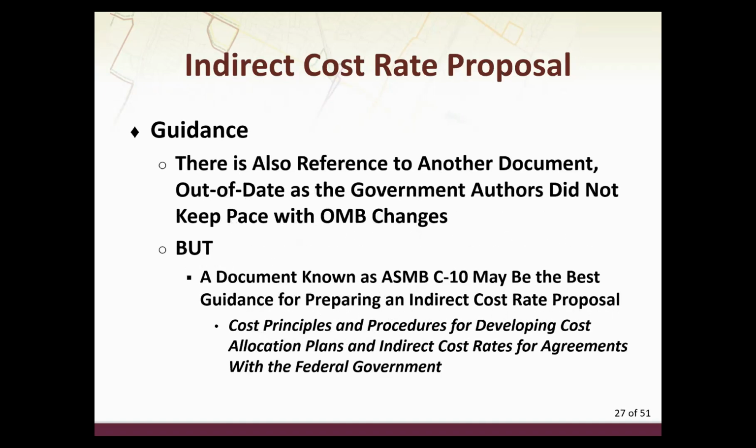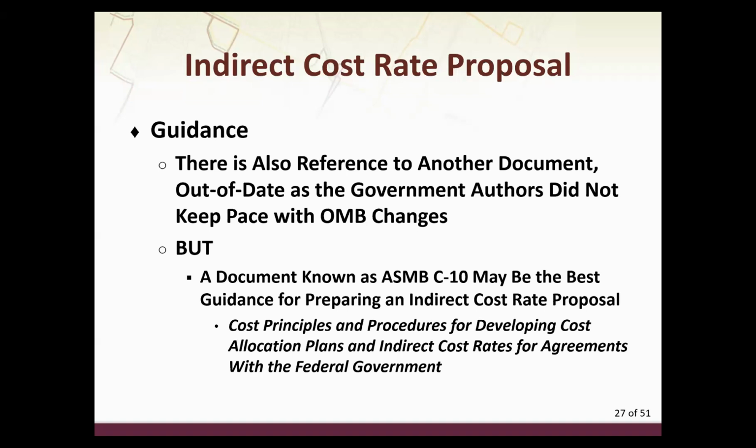I also want to call your attention to another document that is somewhat out of date, but in my mind provides the best step-by-step explanation of indirect cost rate proposal preparation. And it is a document that was prepared in the 1990s by the U.S. Department of Health and Human Services. And unfortunately, as OMB guidance was updated in several iterations since the original publication of this document, HHS has disavowed the accuracy of this document.